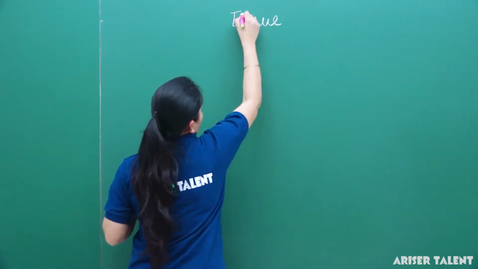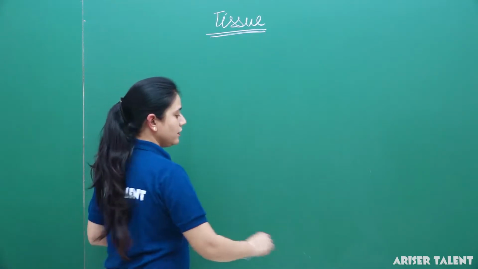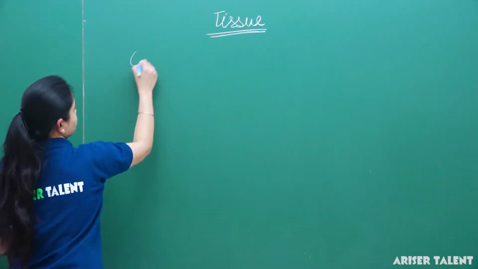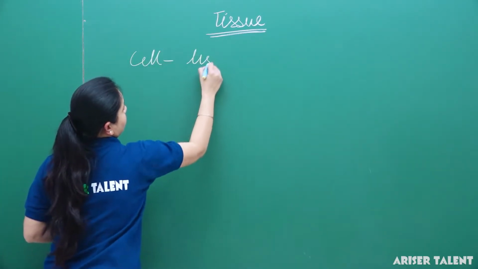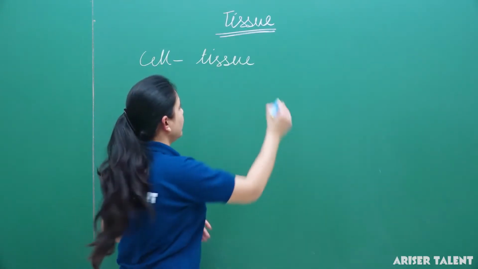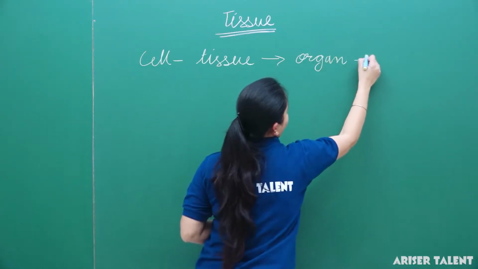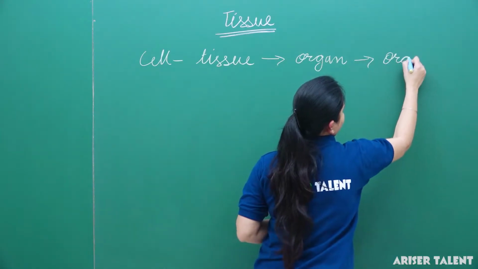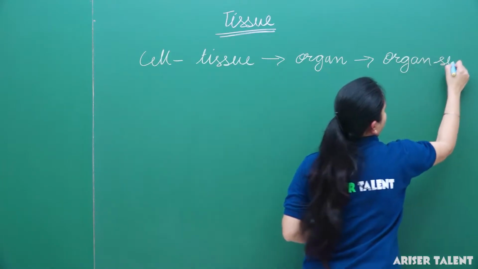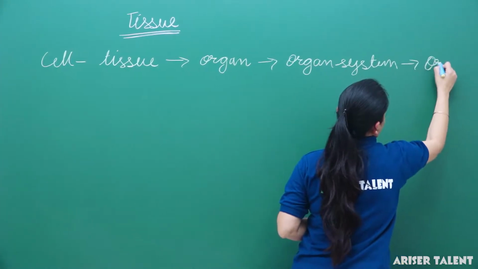Tissue. As we know, tissues are made up of cells, and from the tissues an organ is formed, and different types of organs together form an organ system, and different organ systems together form an organism.